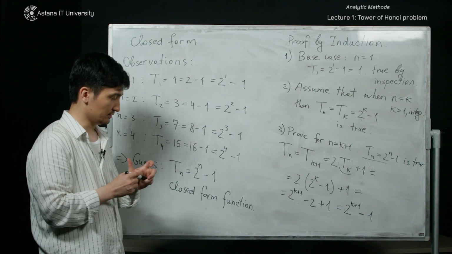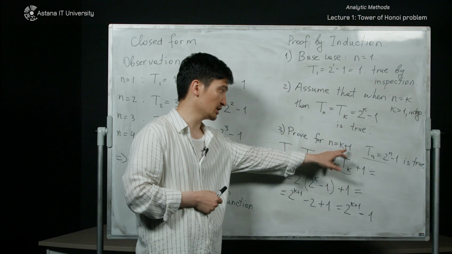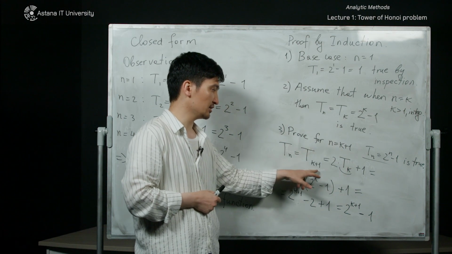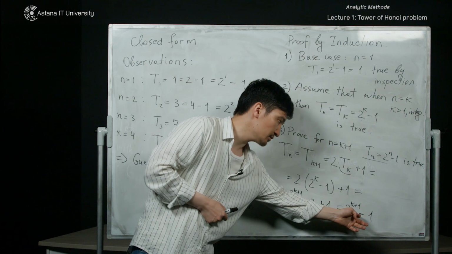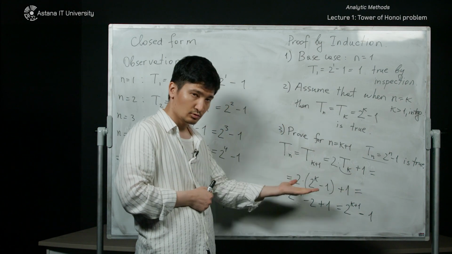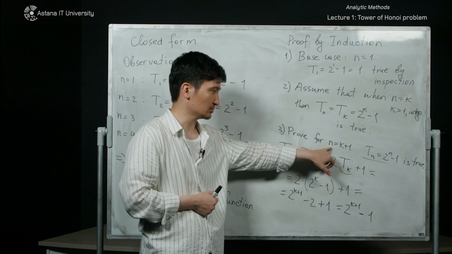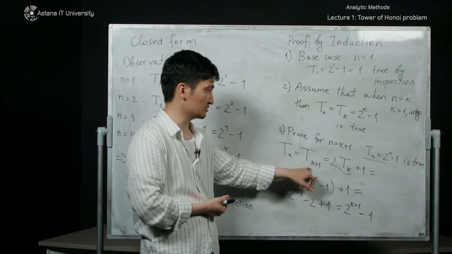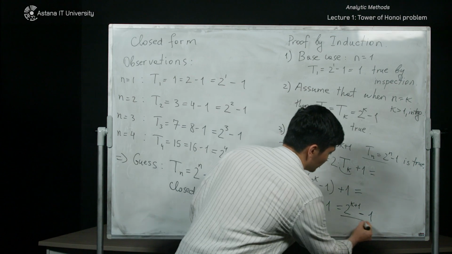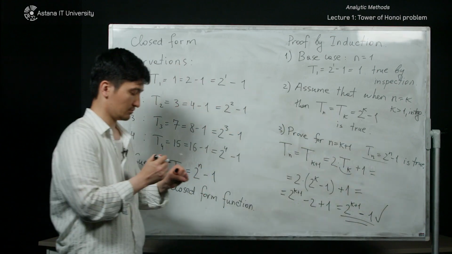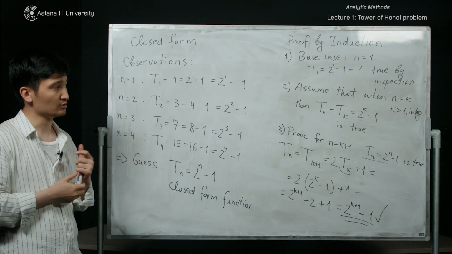This is exactly what we needed. We started with n equal to k plus 1, and T(k+1) gave us this result, 2 to the power of k plus 1 minus 1, which is actually true, because k plus 1 is our n. So if you plug it back in, you're going to get T(n) equal 2 to the power of n minus 1. So this is actually proven. And this is how you prove the closed form using mathematical induction.